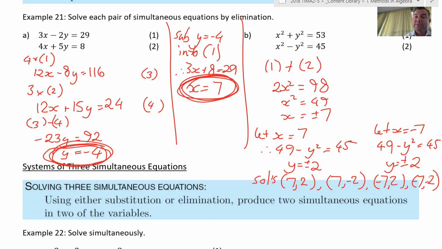Check it out. We'll work through them in class. You can have a look here at 3 simultaneous equations. We'll save that for class, definitely.